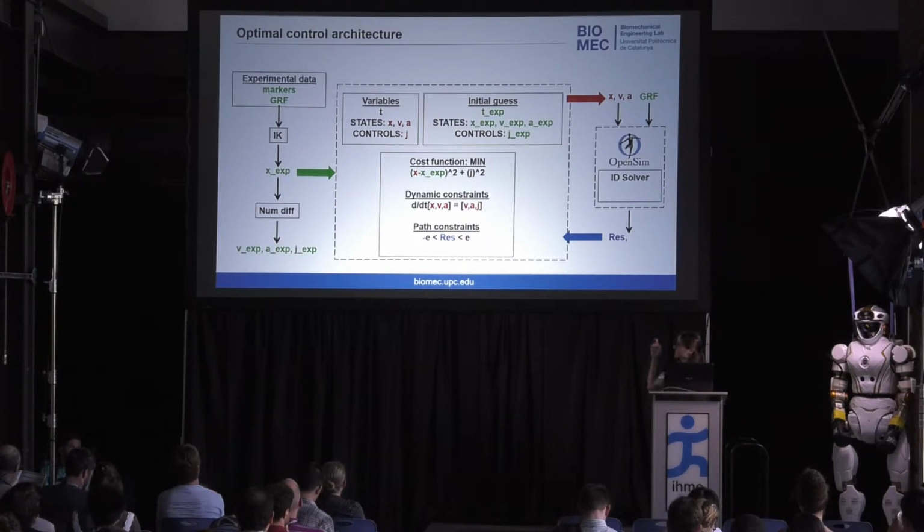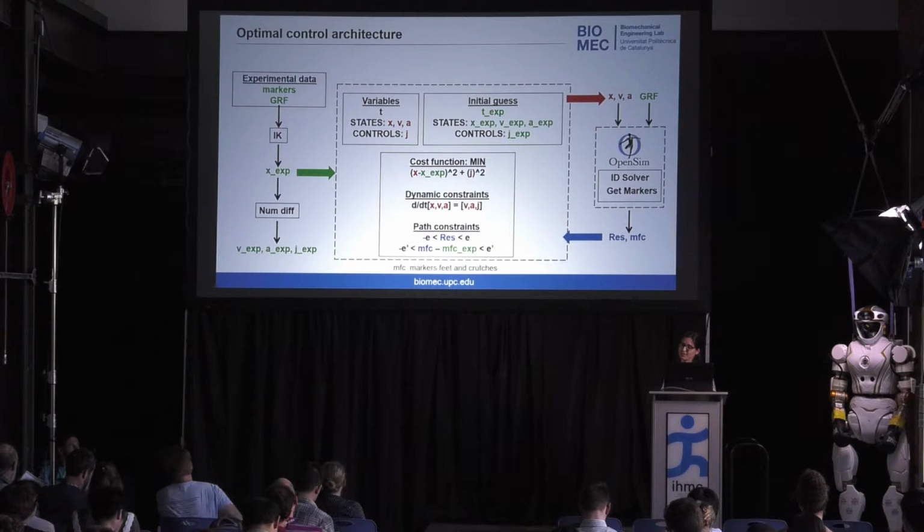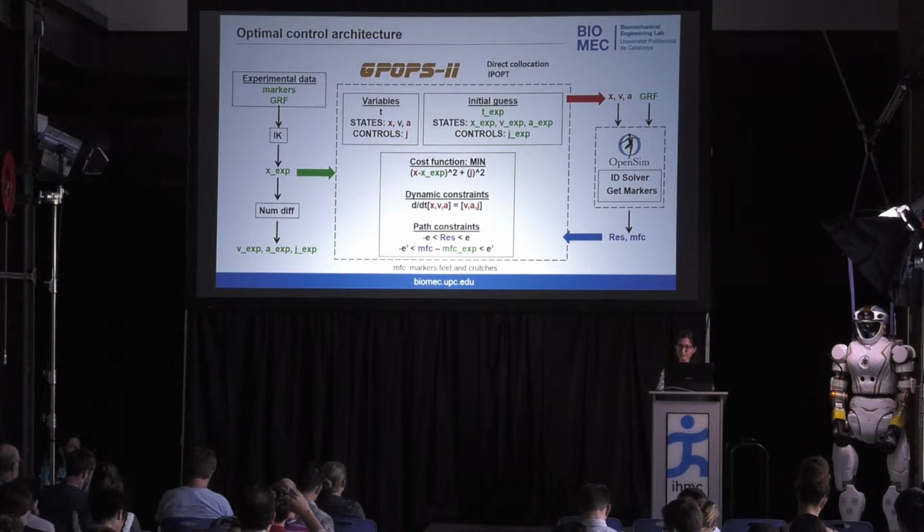And since we are using the experimental values of the ground reaction forces, we need to be sure that the feet and the crutches touch the ground in the time and position corresponding to the experimental data. So we do that adding additional constraints where we track the position of some markers at the feet and the crutches. The problem is solved using the direct collocation solver GPOPS2, and it finds the optimal solution in around 25 minutes.